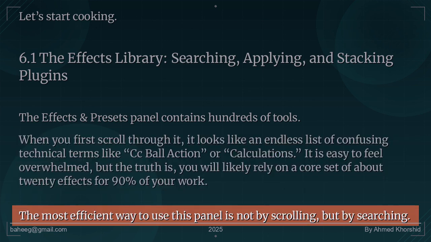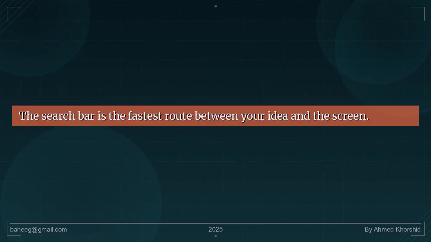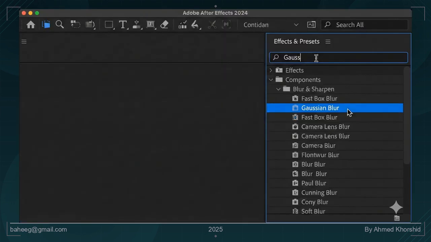The most efficient way to use this panel is not by scrolling, but by searching. The search bar is the fastest route between your idea and the screen. Figure: high-resolution UI close-up of the Adobe After Effects Effects and Presets panel. The cursor is hovering over the search bar, typing Gauss, and the list filters down to Gaussian Blur highlighted in blue. The interface is dark mode, clean, and sharp.